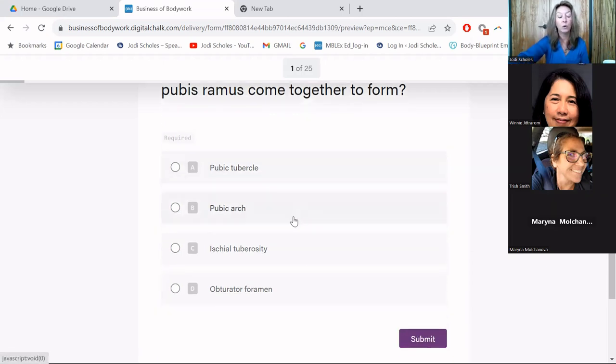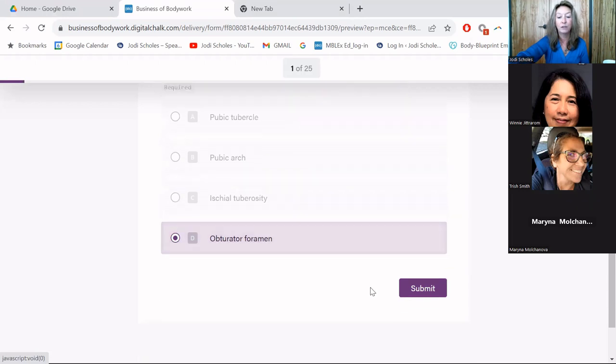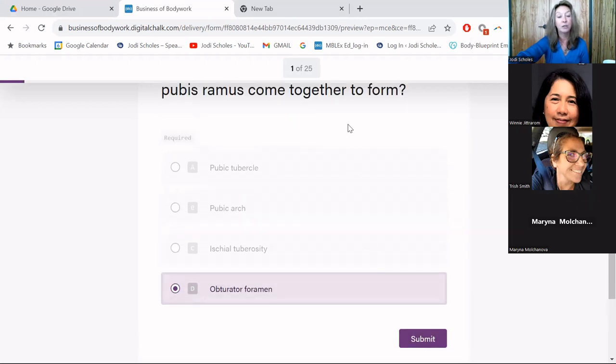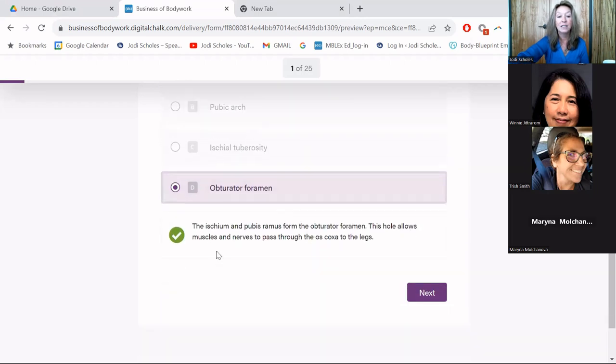I'm not sure if you can see the whole question. Oh, we got some answers coming in. Yes! Letitia says the obturator foramen. It is correct. Trish, letter D, correct. It is the obturator foramen. So during your quiz, you'll select an answer, you'll submit the question, and then you will see some feedback on your answer.